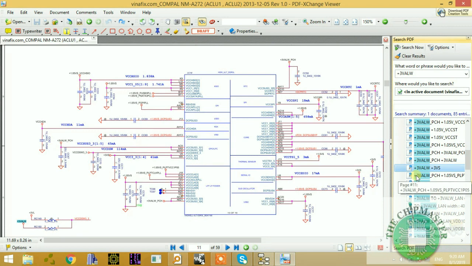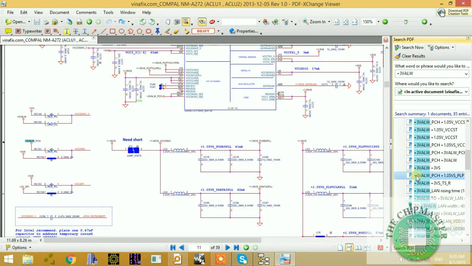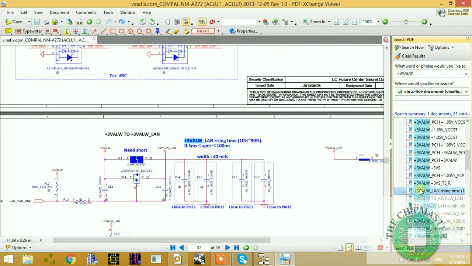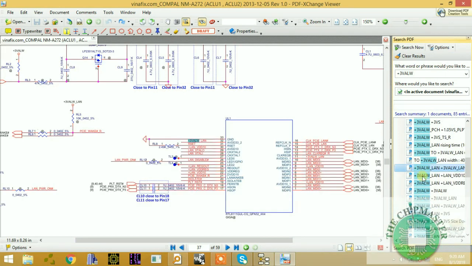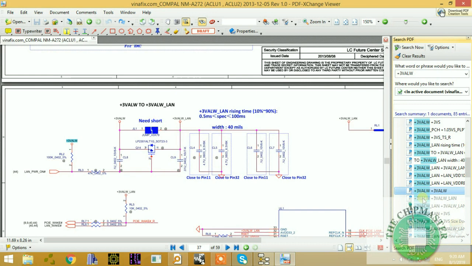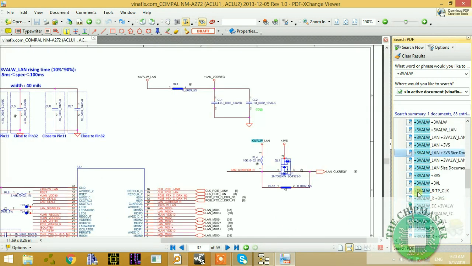Alright, that's going to VCC deep sleep well, high definition audio, to power the screen, touch screen. This is for run voltage for LAN. So we go through each individual one. As you can see, this voltage is a common voltage. It goes to so many pages, to many places on the motherboard to power individual circuits.